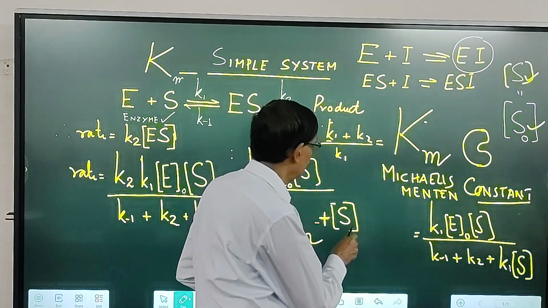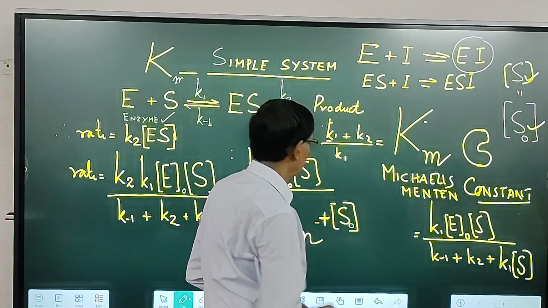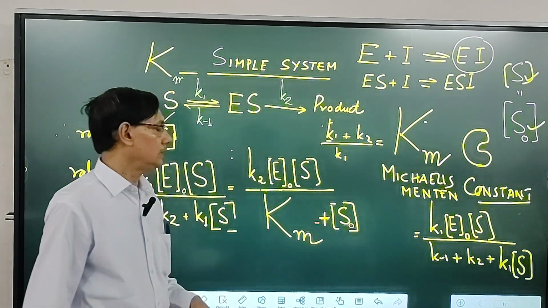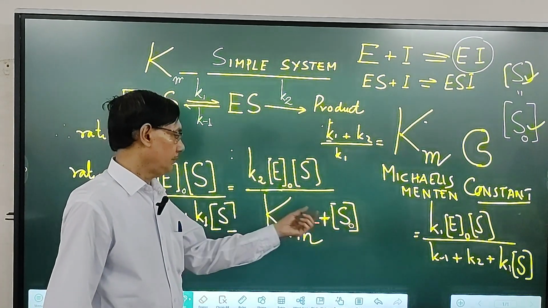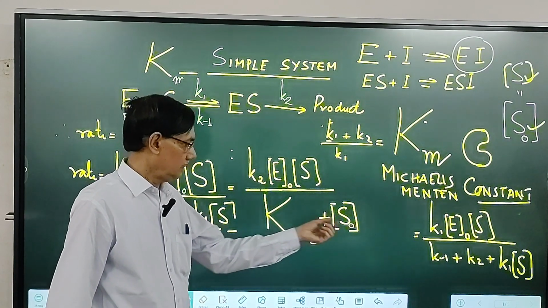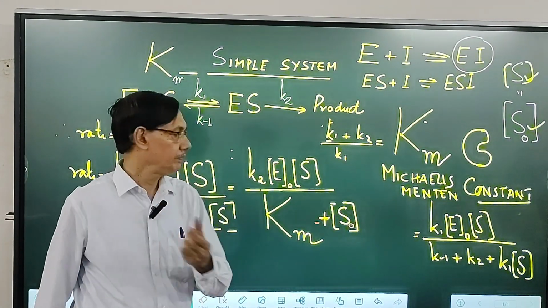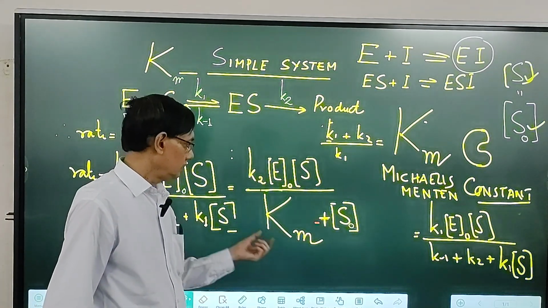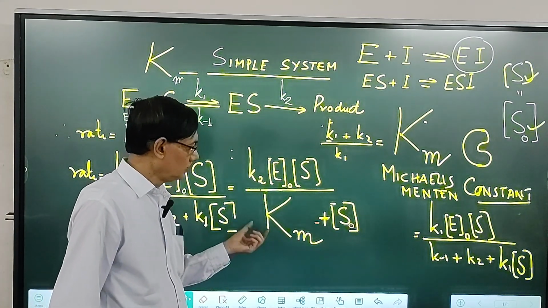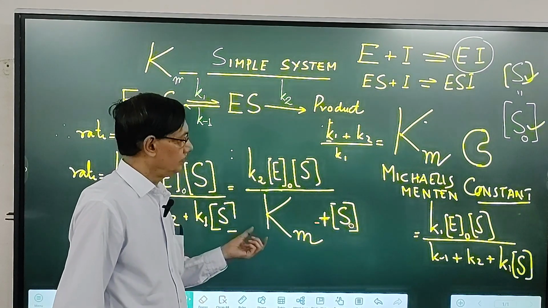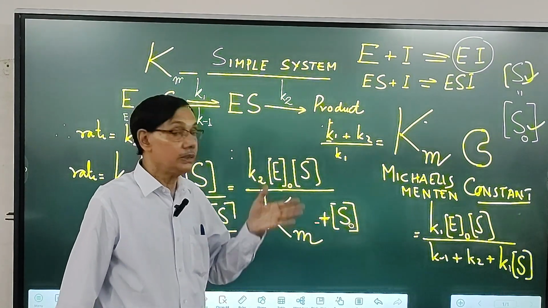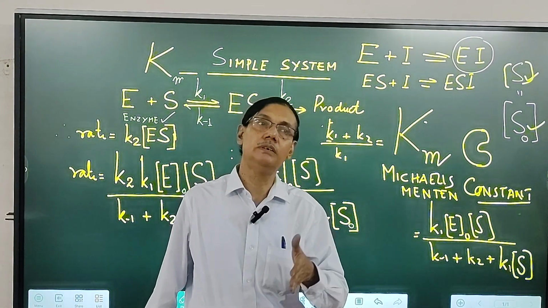As I told you, in some books it is written like that, S0. That is not an important thing, but if it is very high substrate concentration, then of course that Km value can be neglected. But of course everything depends upon the experimental condition.